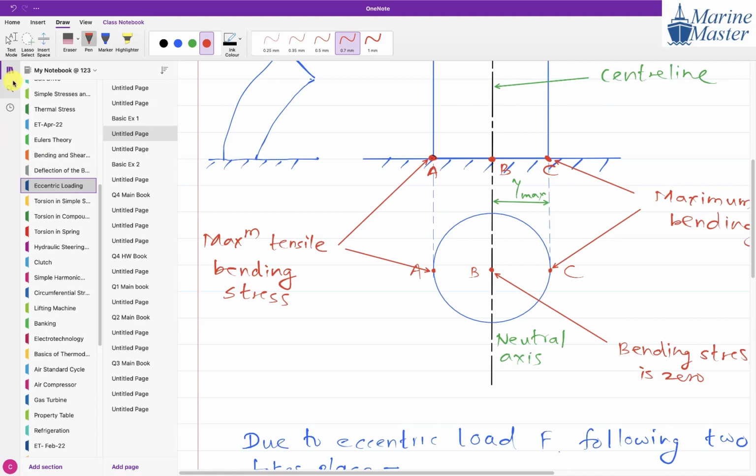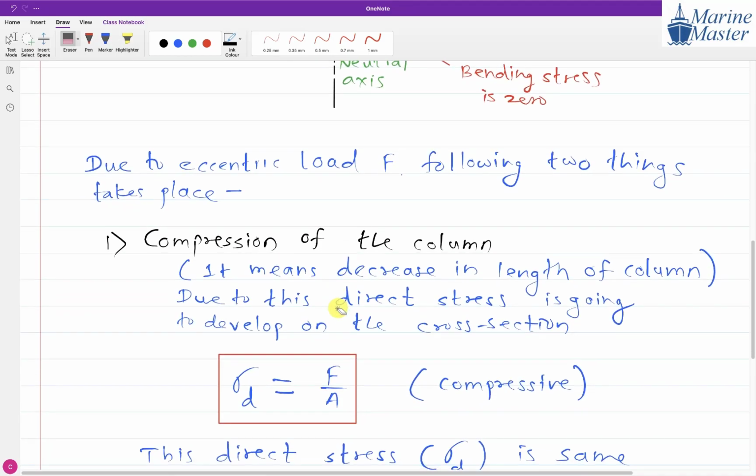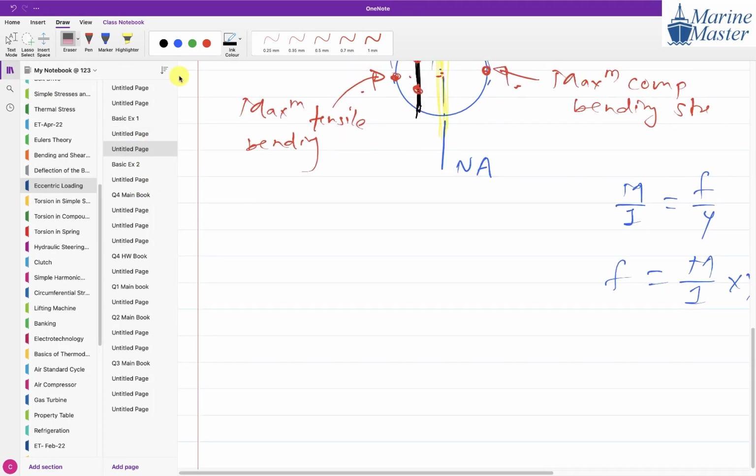Now in this case, on this view, the neutral axis is vertical. This is a view, guys. Actually the neutral axis is horizontal only, but on this view it looks vertical. If you observe a 3-dimensional drawing, you will get more understanding. I will draw one 3-dimensional drawing. Just imagine this is our 3-dimensional drawing, and this is our neutral axis. So this neutral axis is again horizontal only.